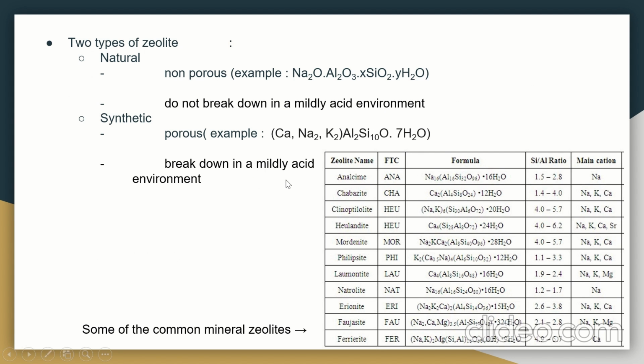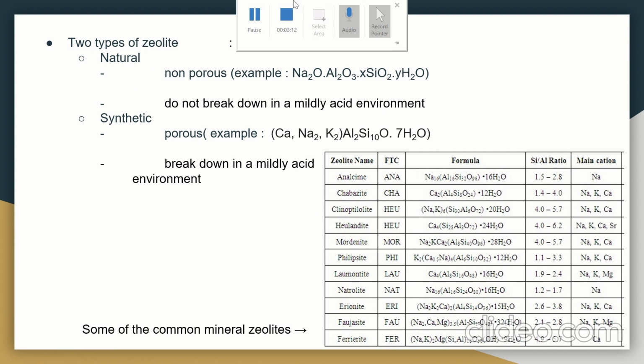Here is the table of some of the common mineral zeolites. We have analcime, heulandite, clinoptilolite, mordenite, natrolite, and many more. Clinoptilolite is an example of a natural zeolite which is used in the agricultural industry as a soil amendment and feed additive. Next, I will pass to Fiza for further explanation of zeolites.